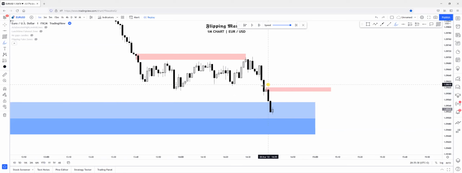So if this supply zone breaks to the upside, that will count as a change of character, and we'll be able to open a position on the freshly created 1-minute demand zone somewhere around here. That's our plan right here on the 1-minute chart. We can really expect a change of character inside of these zones, because every single time frame has been confirmed except the 1-minute chart. So the 1-minute chart has to be confirmed too.